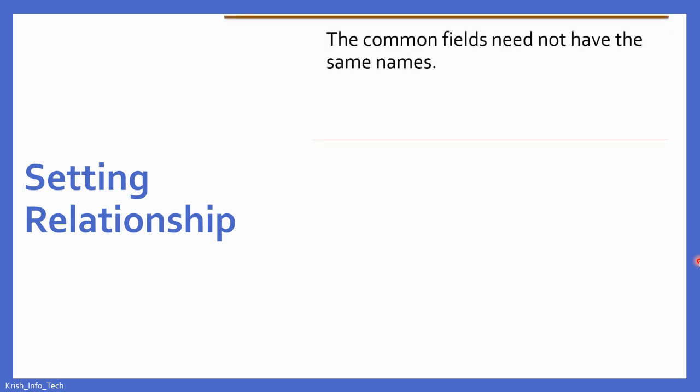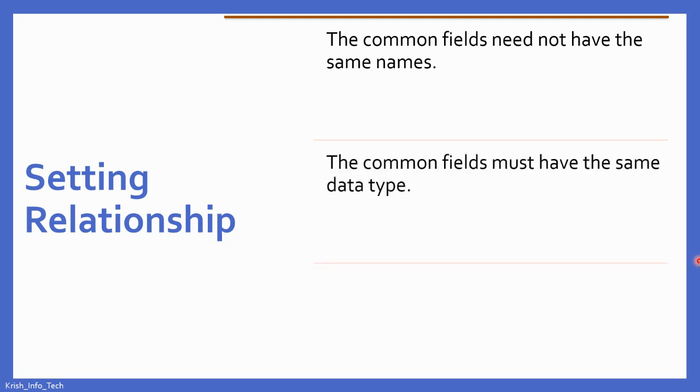Before setting the relationship, we should follow some rules. We have to keep some points in mind. The first one is the common fields need not have the same names. The field names can be different, but they must have the same data type. So you must have the same data type for the common fields.